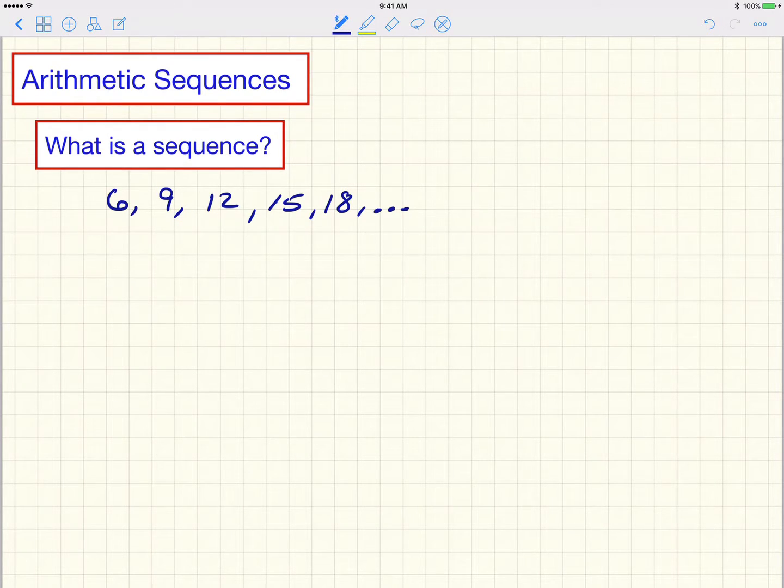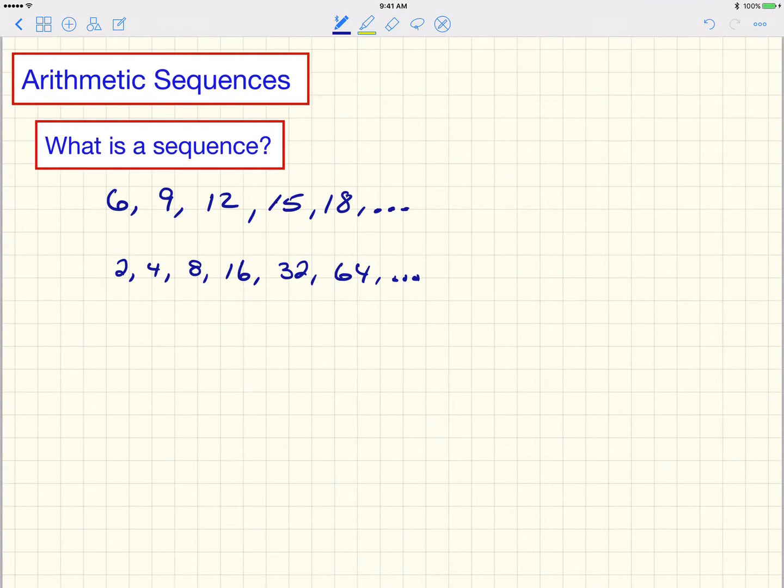Another series could be something like 2, 4, 8, 16, 32, 64, dot, dot, dot, ellipsis. So these are two sequences. A sequence, again, is a series of numbers that follows some rule.